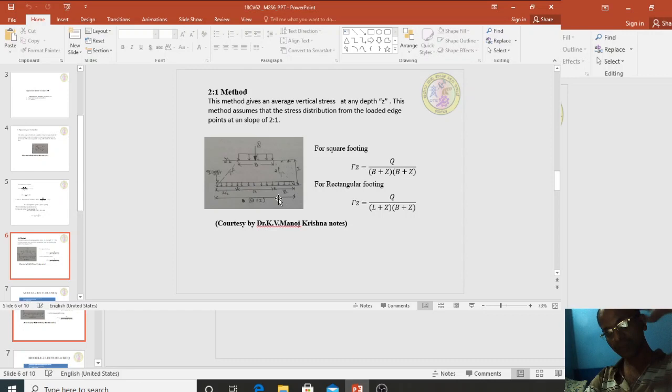If it is a square footing, the other side is also b plus z. If it is a rectangular footing, it will be L plus Z. So for a square footing, sigma Z is equal to applied load Q divided by (B plus Z) whole square. For a rectangular footing, sigma Z is equal to Q divided by (L plus Z) into (B plus Z). This is the formula used to calculate sigma Z at any depth Z by using the 2:1 method.